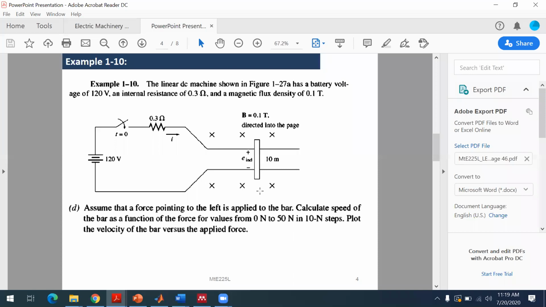It's from Chapman, book 1, chapter 1, page 46, I think. There are three different figures, and I've just considered this figure because it is concerned with the example. It is saying that a DC machine is shown in the figure.